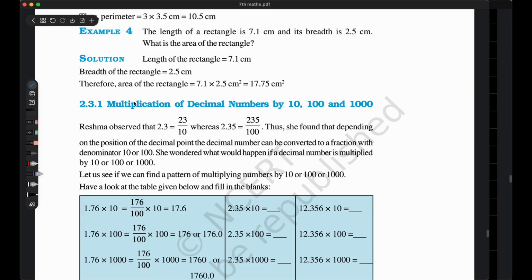Hello everyone, my name is Shyam Chauhan and in this lecture we are going to cover topic number 2.3.1, multiplication of decimal numbers by 10, 100 and 1000.